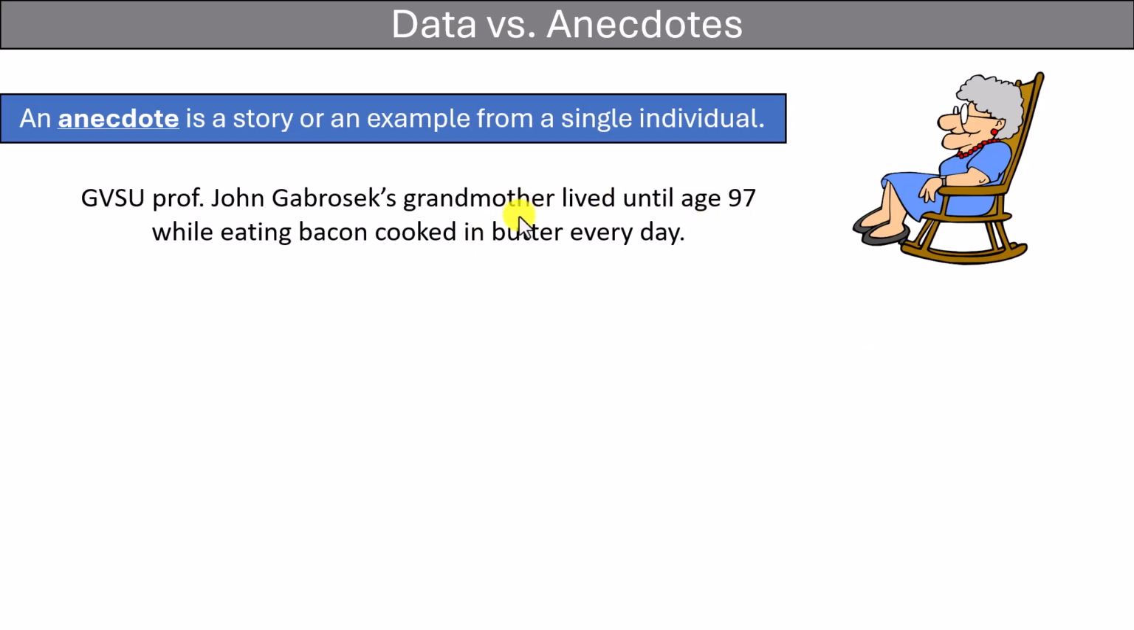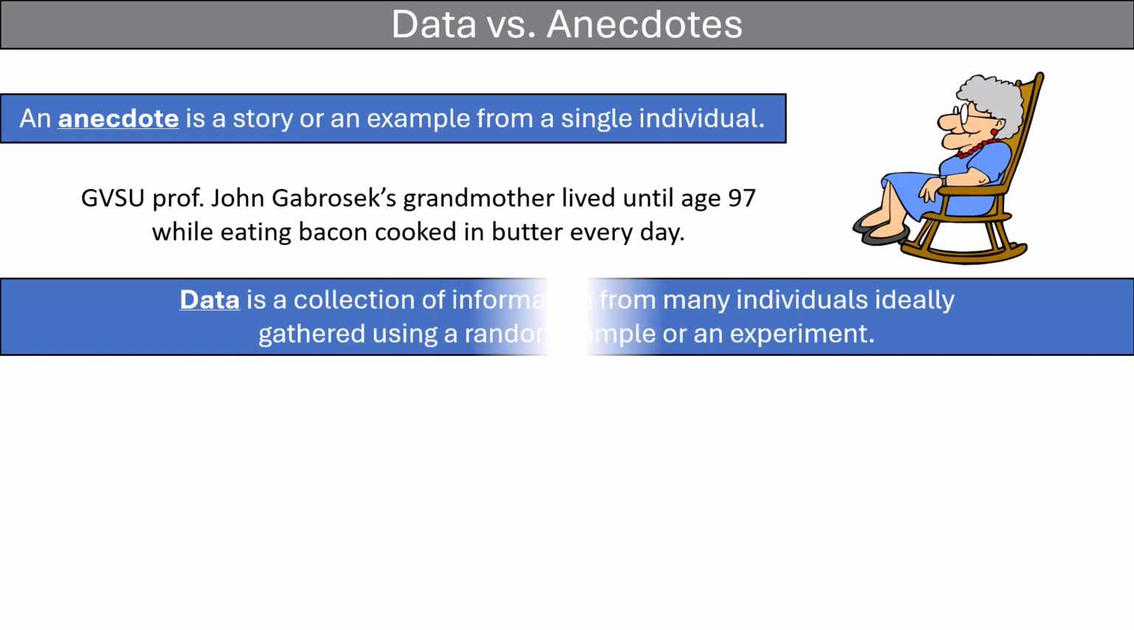But what you should not come away from this is that we should all just eat bacon cooked in butter. That would be the kind of story you'd come out with from just looking at the anecdote. But really what we should be focusing on in most cases, and what statistics is based on, is data, which is instead of just focusing on one individual, we should collect information from many individuals, ideally gathered using some kind of random method like a random sample or experiment, and then focus on that information or that data to really make our decisions or draw our conclusions.